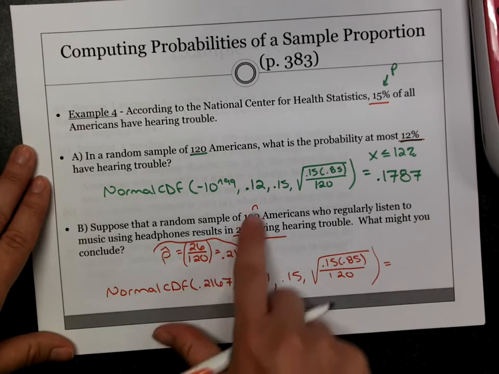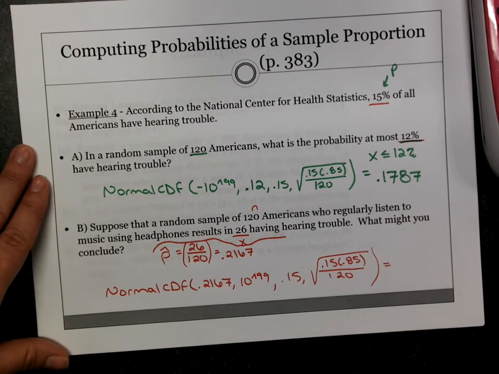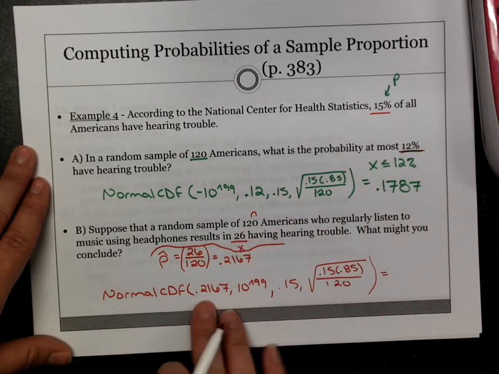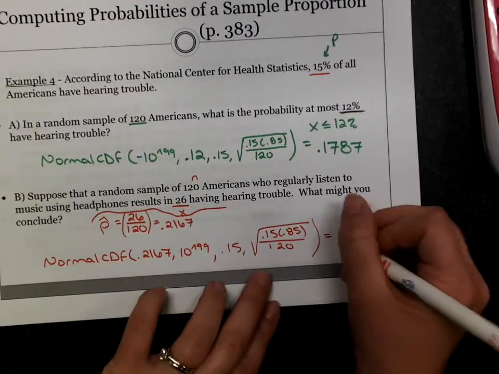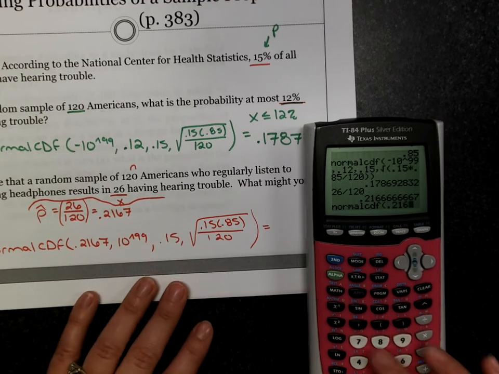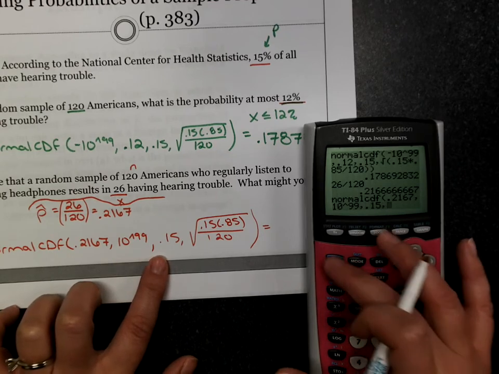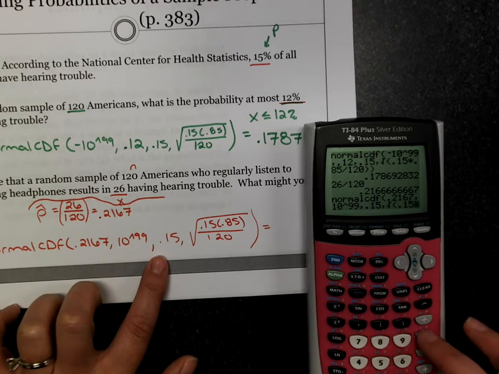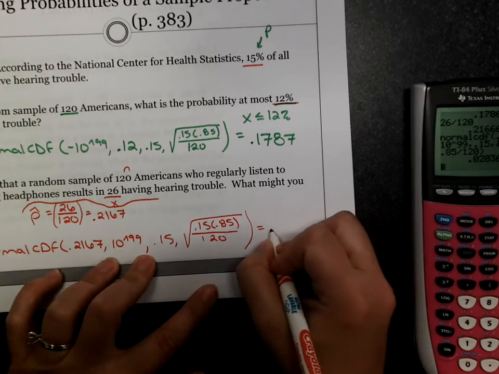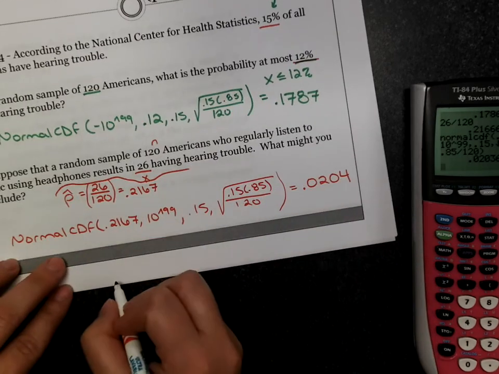So we're going from this ratio to the right because this is above our true proportion. If it's below your true proportion, then you go to the left. But because it's well above our true proportion, we go to the right. And let's see what that gives us. So normal CDF, 0.2167 to infinity, 0.15, and the standard deviation gives us 0.0204. Well, what might we conclude?